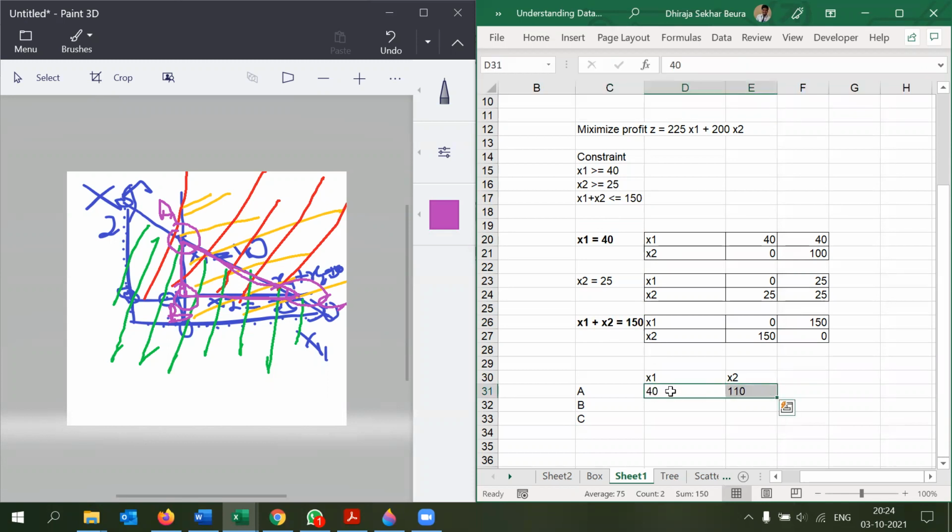Never do it manually by looking at the pointers, because if the question is very easy, it will be right on the point. But if it lies between two points, it becomes very difficult to figure out what number it is. Makes sense, right? So always go for the X2 cell, and write 150 minus 40.